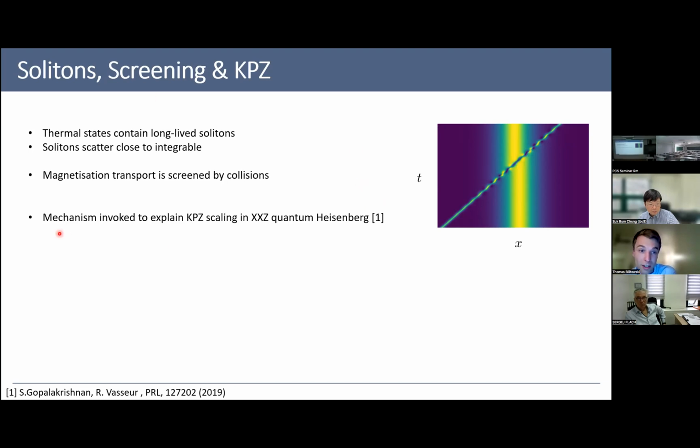However, this now tells the same story that we know about KPZ scaling in the XXZ quantum Heisenberg chain. So we know we have solitons. We know the magnetization transport is screened, but we could hope that the same mechanism that gets KPZ in the quantum case now seems to be active also in the classical Heisenberg chain, which then could be a potential explanation why we saw this extended KPZ scaling regime for the ferromagnet.